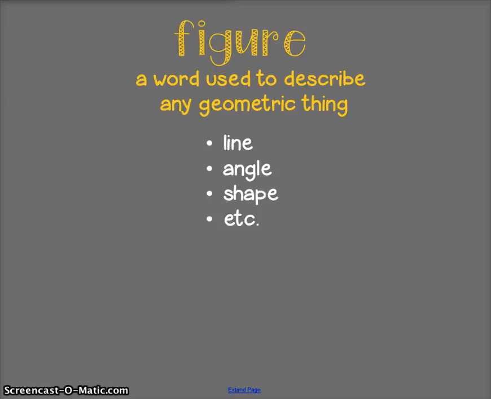A figure is a word used to describe any geometric thing, whether it's a line, an angle, a shape, whatever it might be. Why do we use the term figure? Here's an example. Your work might say, determine the name of this figure. Measure this figure to find the perimeter. How many parallel lines does this figure have? Those are different ways that this word might be used in geometry.